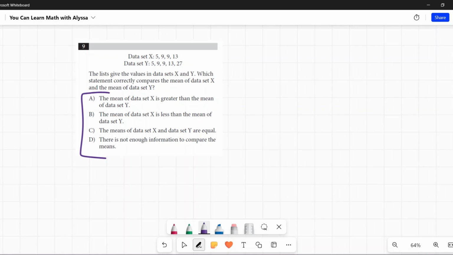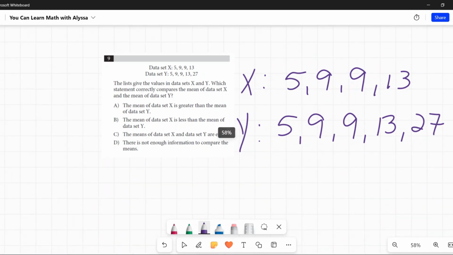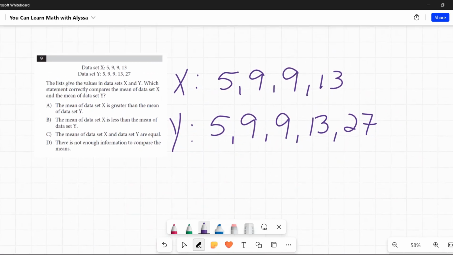The mean is another word for average. So averaging these numbers together. All right, data set X is 5, 9, 9, and 13. And Y is 5, 9, 9, 13, and 27. There's two ways you can really do this. One, you don't actually have to do any math. It's more about understanding the concept of average or means on a really deep level that you can answer it without doing any math.